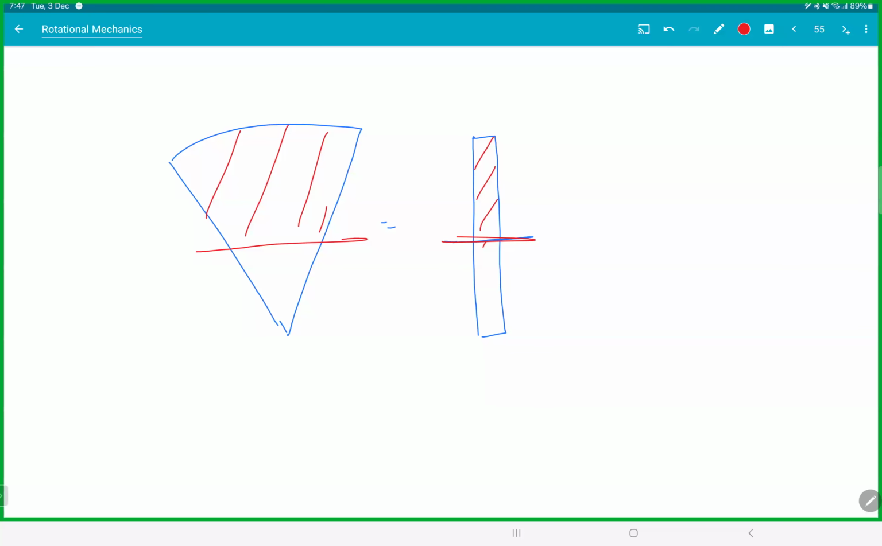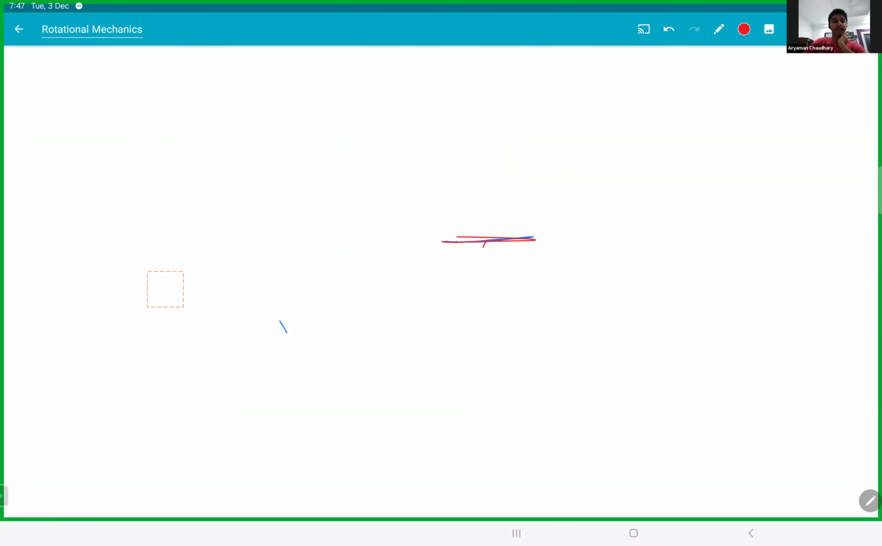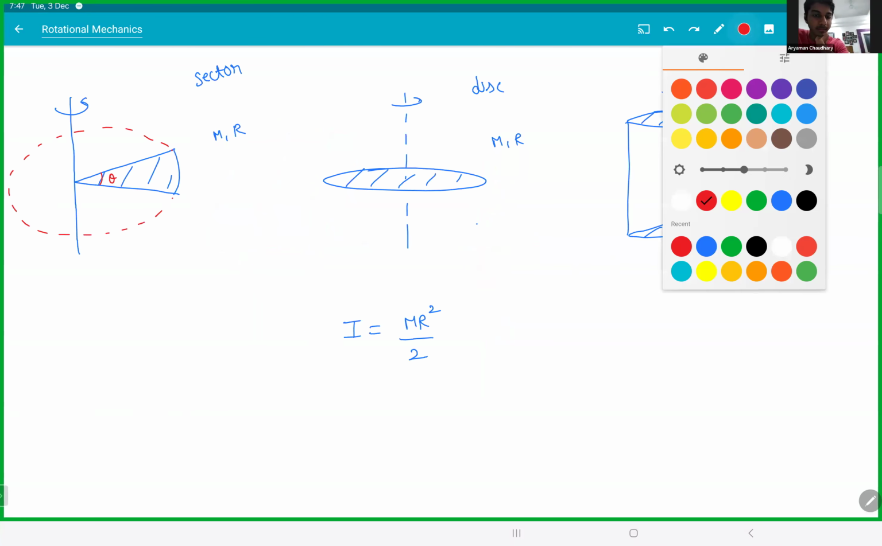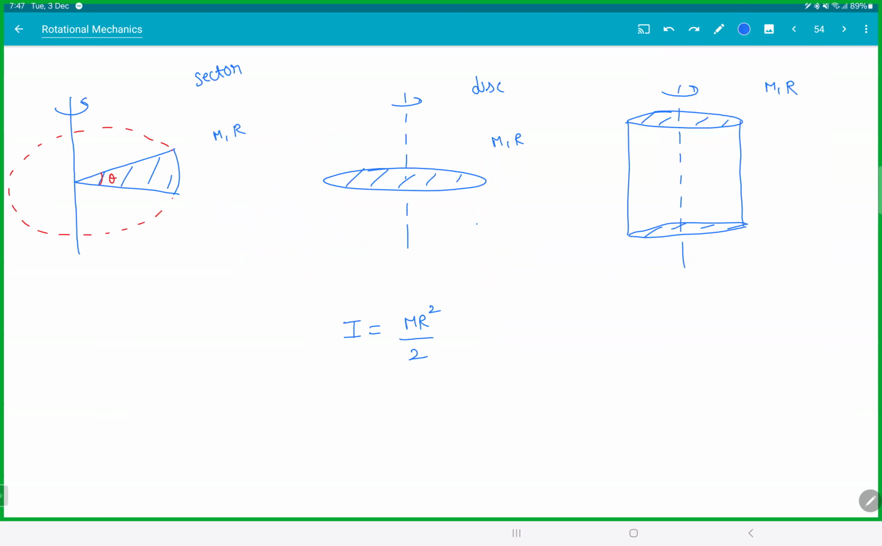I hope you're getting it. Why can't you make a disc into a rod? The thing is that you won't get a uniform thing. You're compressing more mass on one side. Is this clear, everyone? Got this? So this is what I was saying.